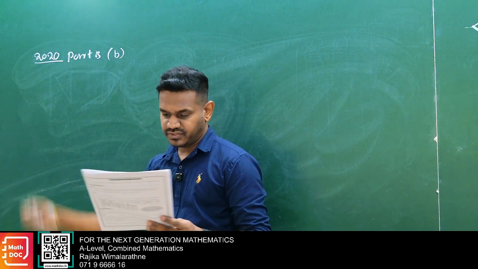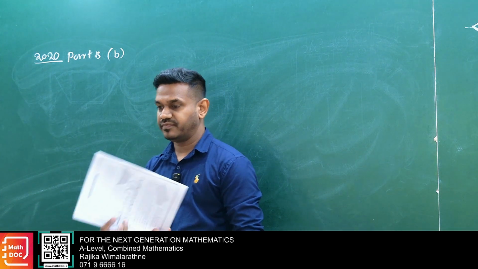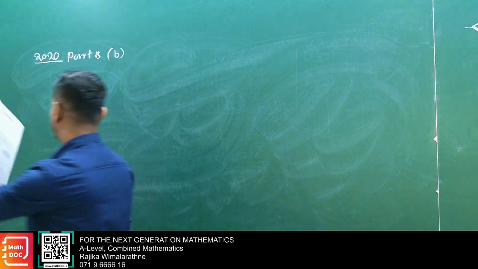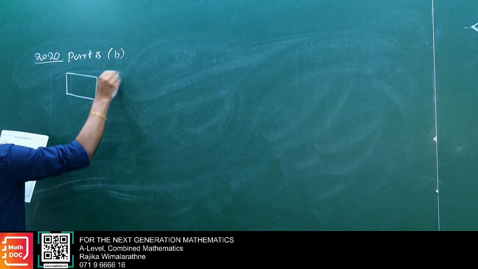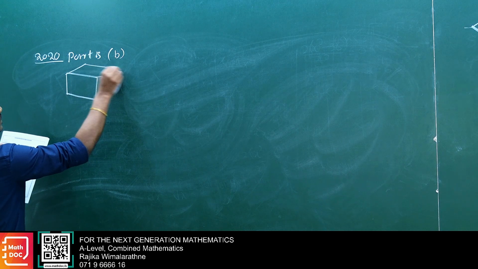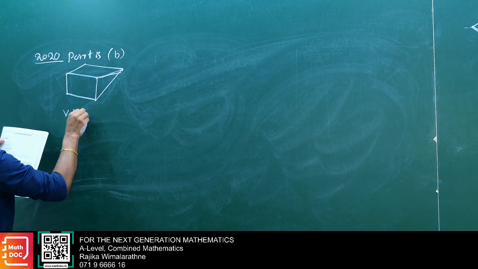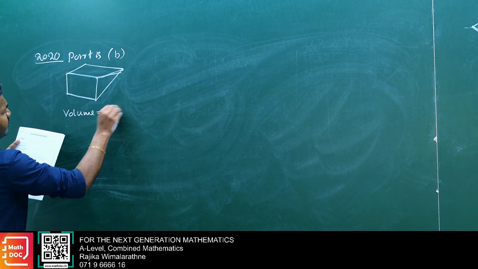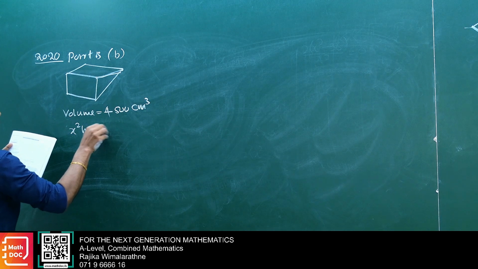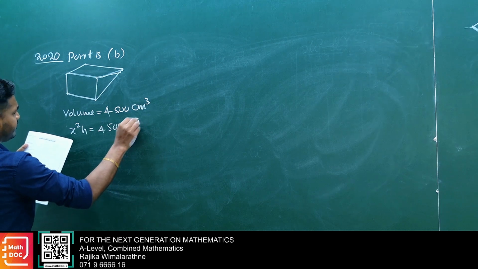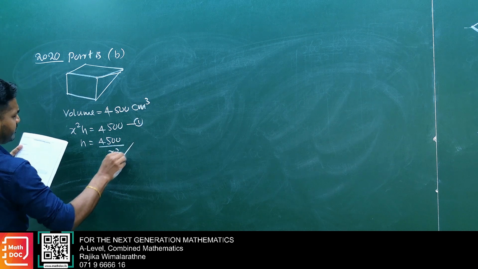Here is the dustpan shown in the figure, and all the values are given. It's given that its volume is 4500 cubic centimeters, that is x squared h equals 4500. Then h equals 4500 divided by x squared.